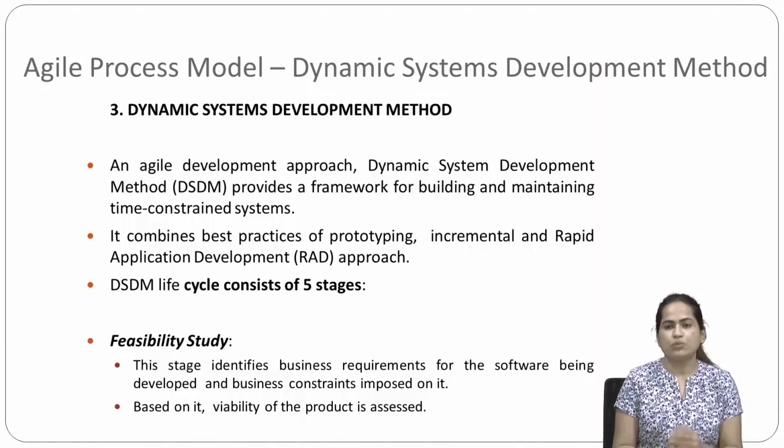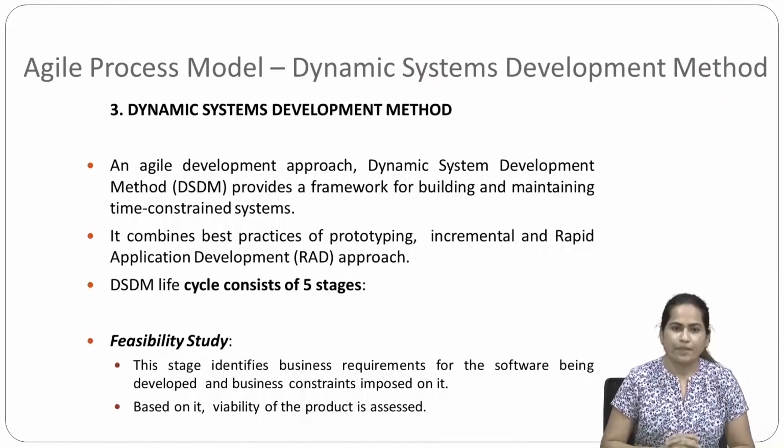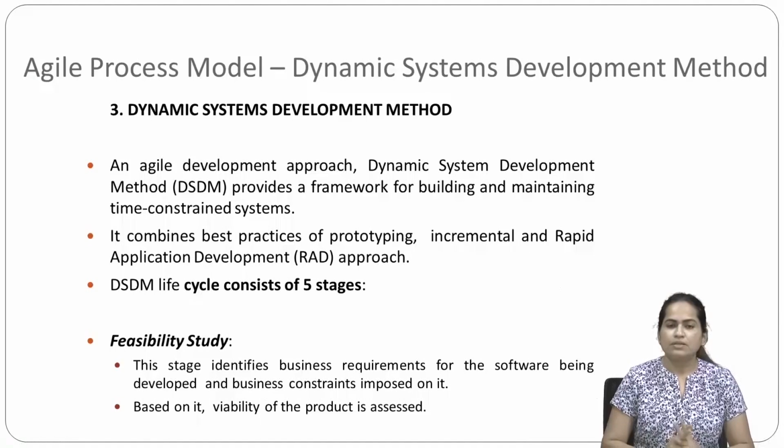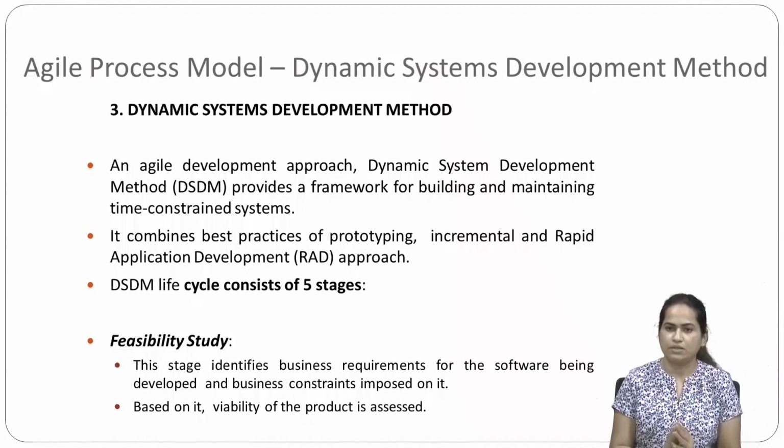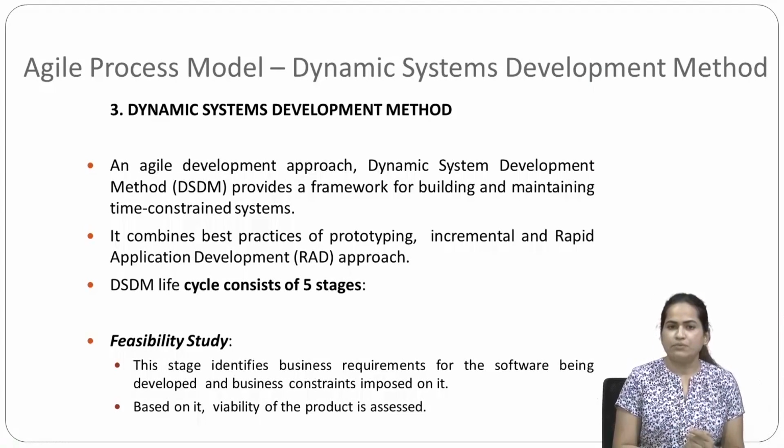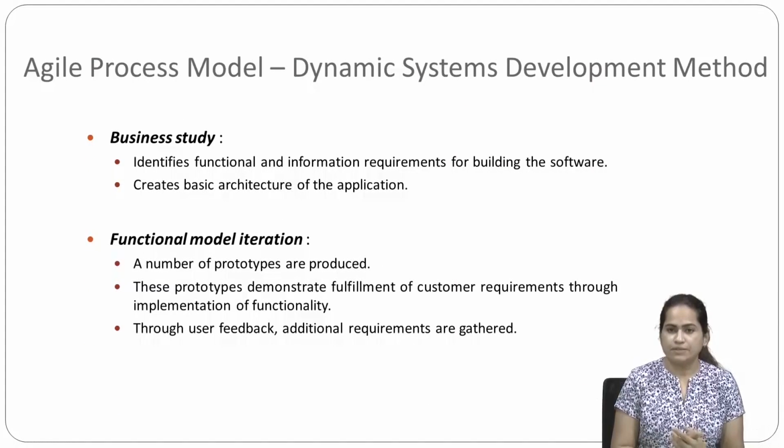The DSDM life cycle consists of 5 stages. First stage we have is feasibility study. Now in feasibility study what do we have? This stage identifies business requirements for the software which is being developed and business constraints imposed on it. Based on it, the viability of the product is assessed. Then after that we have business study. It identifies functional and information requirements for building the software. It creates the basic architecture of the application.